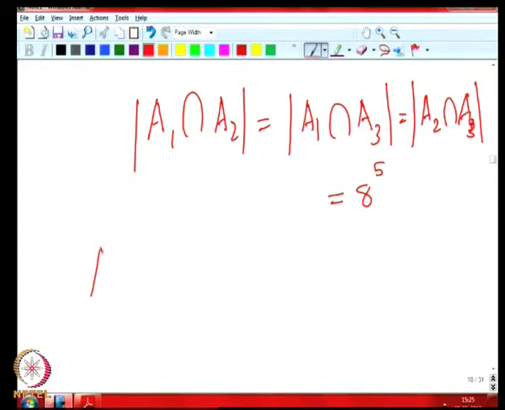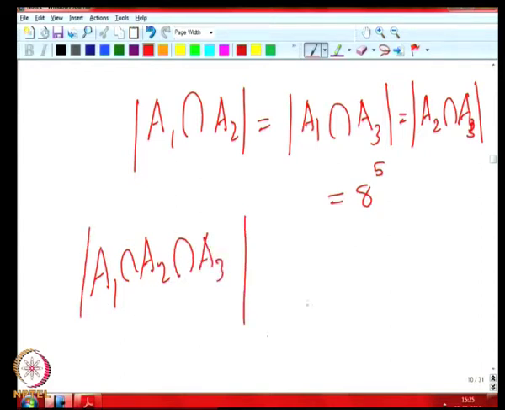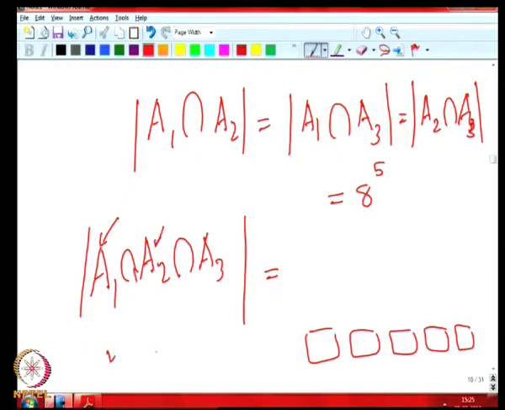Now, what is the third one? A1, A2, A3, all the 3 together, their intersection. Is this easy to find? Of course, because again a 5 digit number is to be made, and A1 says I do not allow digit 2, A2 means we do not allow digit 3, and A3 says digit 8 is not allowed. Here we have only 0, 1, then 2 is not allowed, 3 is not allowed, 4, 5, 6, 7, 8 is not allowed, 9 is allowed.